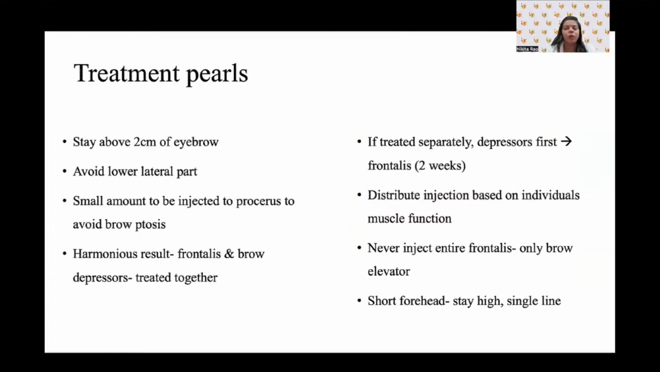Points to be remembered: always stay 2 centimeter above the eyebrow. Avoid the low lateral part. A small amount is to be injected into the procerus to avoid brow ptosis. Harmonious results will be seen if frontalis and brow depressors are treated together. If treated separately, depressors should be treated first and then frontalis, with a gap of 2 weeks. Distribute the injection based on individual muscle action. Never inject the entire frontalis because it is the only brow elevator; it gives a frozen look. Then short forehead: if the patient has a short forehead, then stay high and single line injections are preferred.